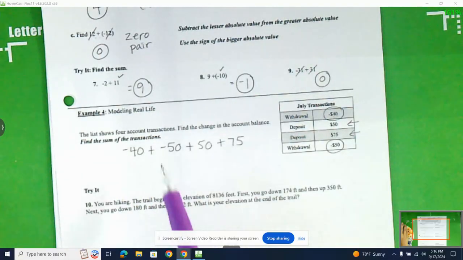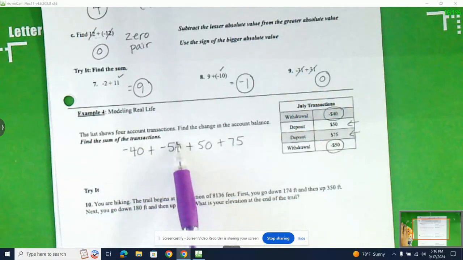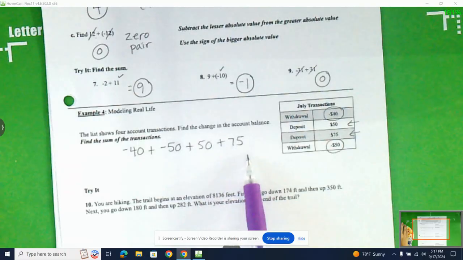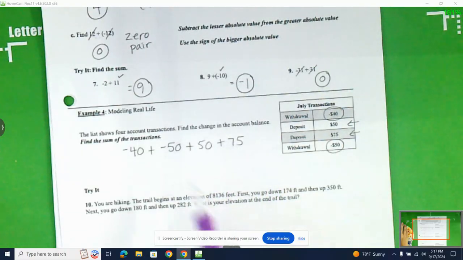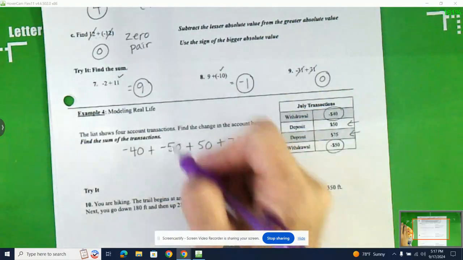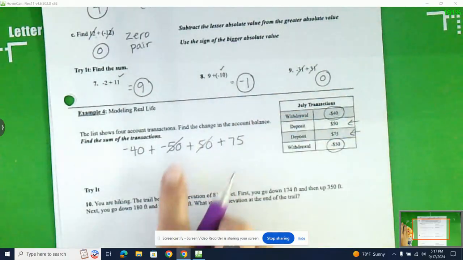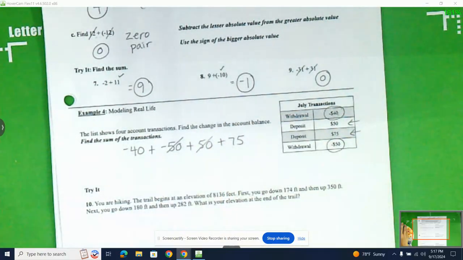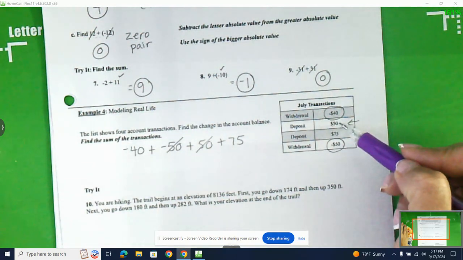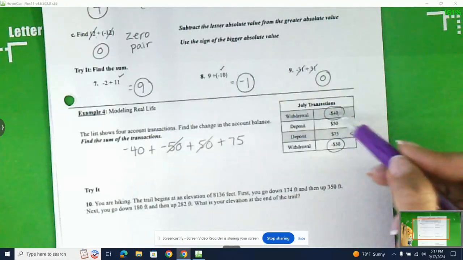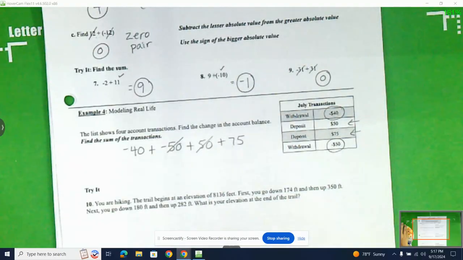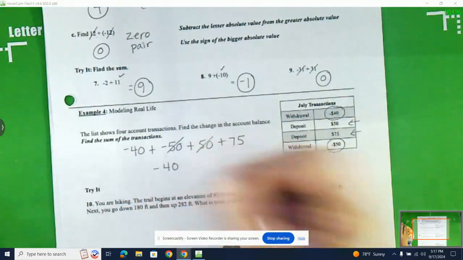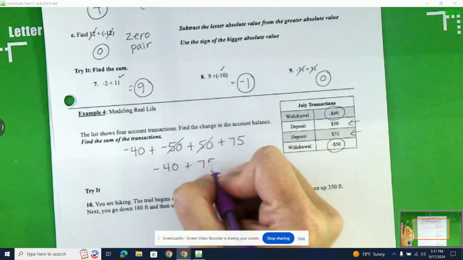Another way you could do this would be to lump your negatives together. That would be a total of -90. And if you added your positives together, that would be a total of 125. But I like when I see 0 pairs to just cancel those numbers out, because we know that -50 plus 50, they cancel each other out. If you put $50 in your account and then you take the $50 out, it's almost like you didn't put it in there. So now our math problem is -40 plus 75.